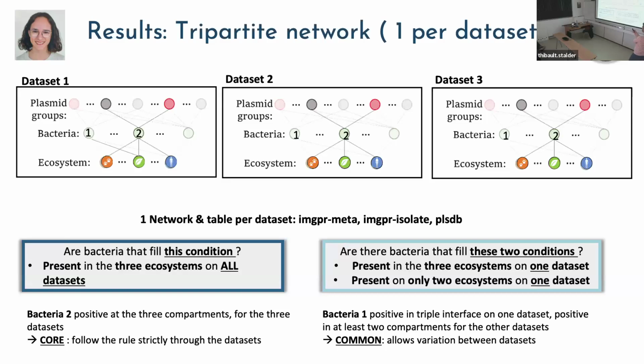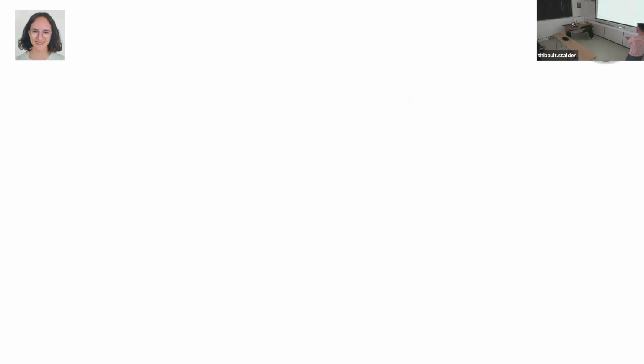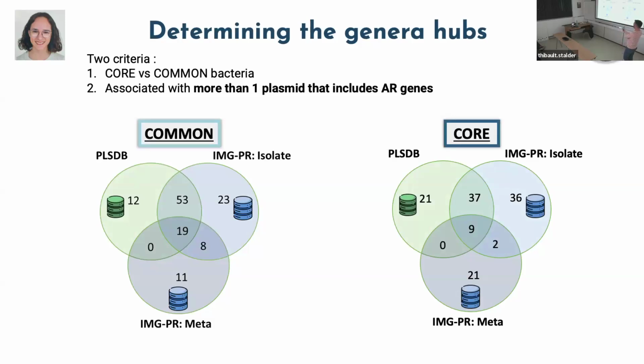And so the question then is, among those three datasets, what we did is try to identify which bacterial genera were consistently associated with resistance plasmids across the three types of ecosystems. Those are called the core bacterial genera. But we also left a little room for what we call common bacterial genera, which will be found across the three ecosystems in one dataset, but only two in the other dataset. I'm not going to expand on those common ones and really focus on the core first. And that's what is shown here on the right. What we found is that there are 19 common bacteria, 9, I've gone wrong.